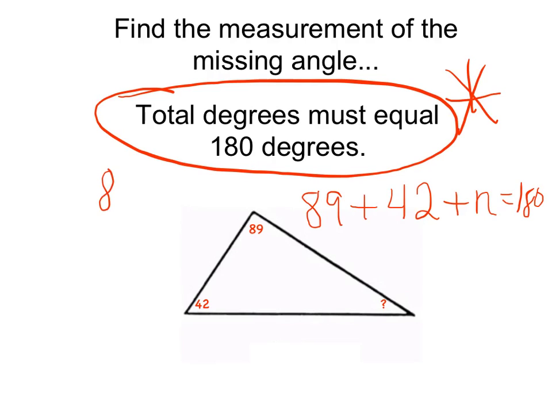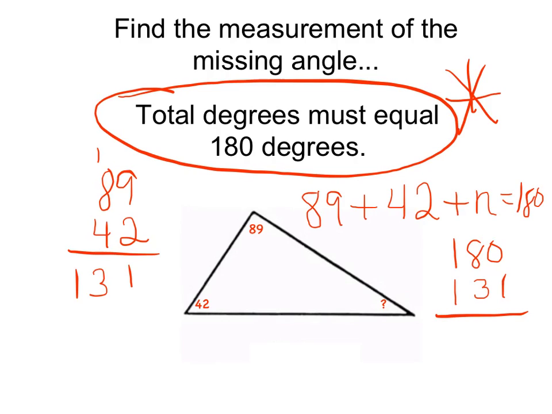So I add the first 2 numbers, 89 plus 42, and I get 131. If I subtract that from my 180 degrees that I'm trying to get to, I can see that my missing angle is 49 degrees.